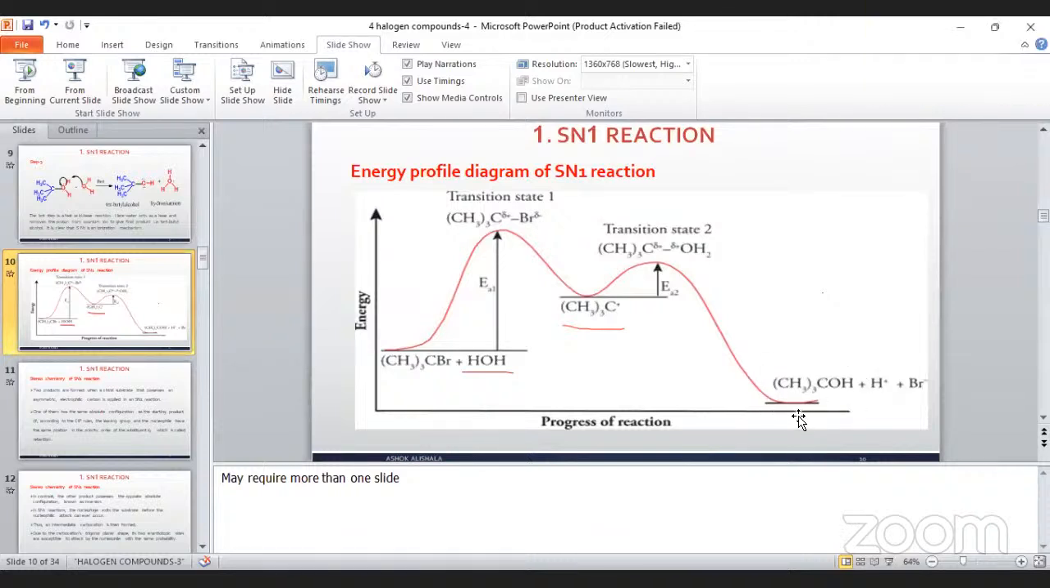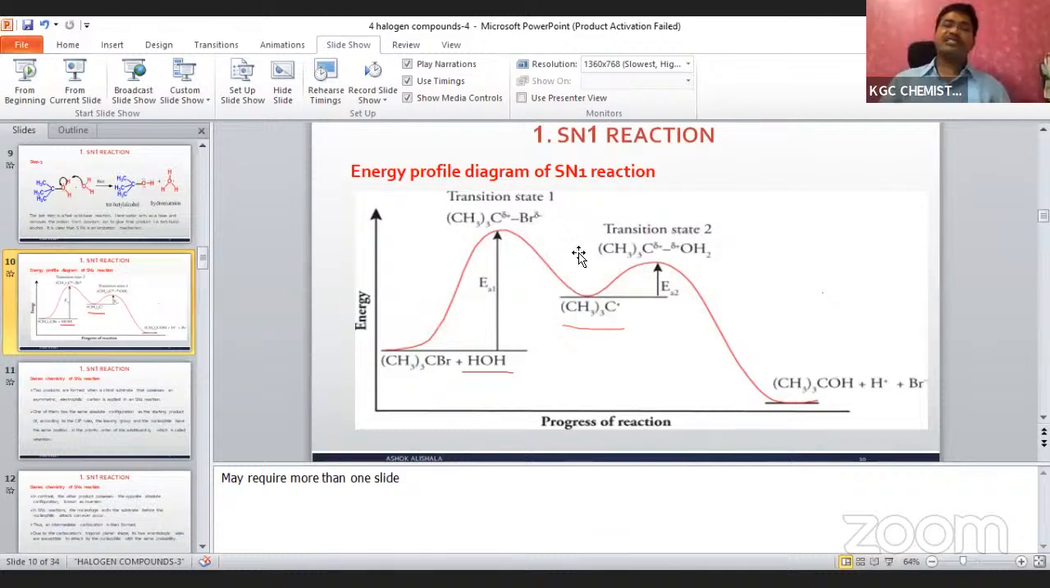Finally, what I want to say is, there are two transition states in the case of the SN1 reaction, whereas in the SN2 reaction, there is only one transition state. Among the two transition states, one has more energy when compared to transition state 2. In between these two, there will be a carbocation, which has a lower energy when compared to transition state 1 and transition state 2.